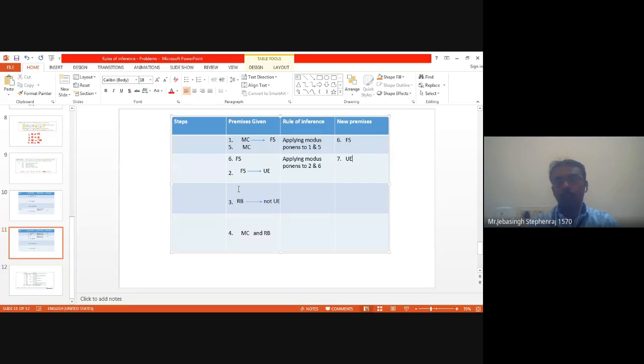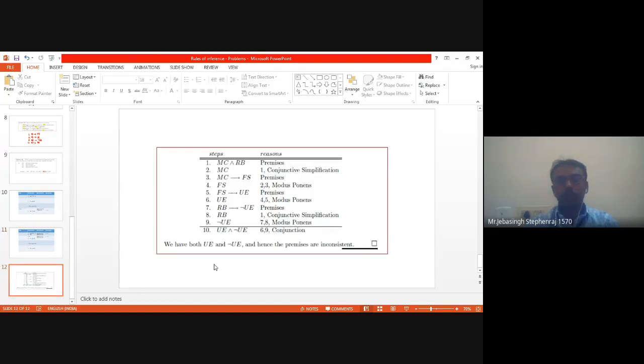Now I'm going to apply the rule to 7 and 3. What is the name of the rule? UE, RB and not UE. So from 4 and 5 we got UE, that is 7.